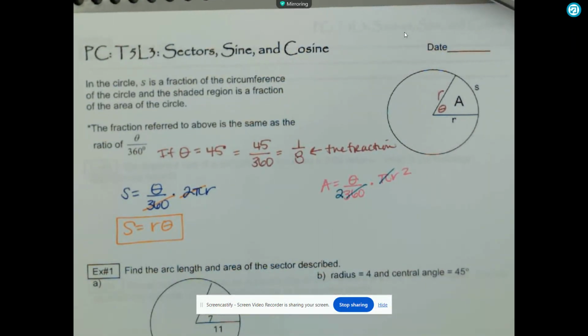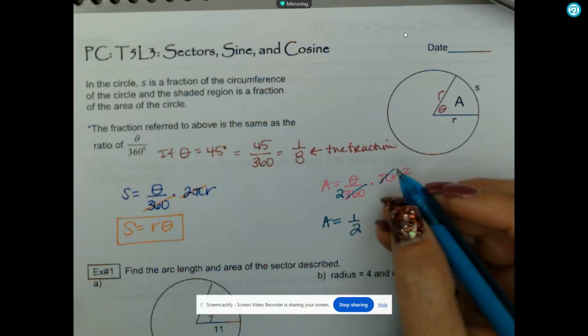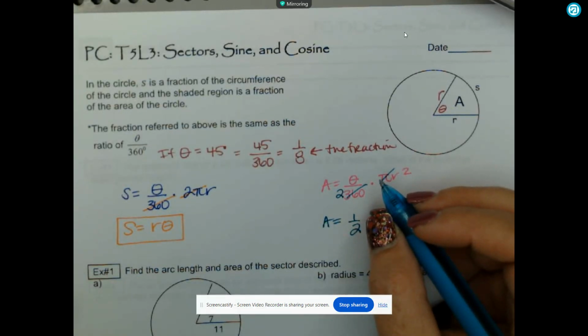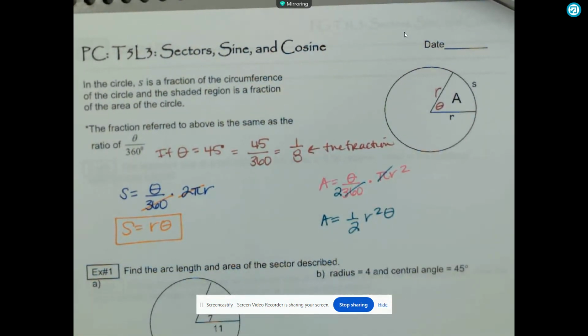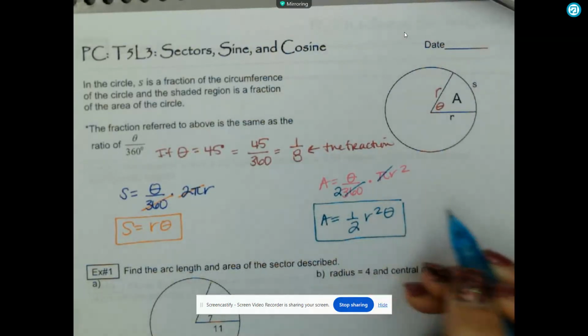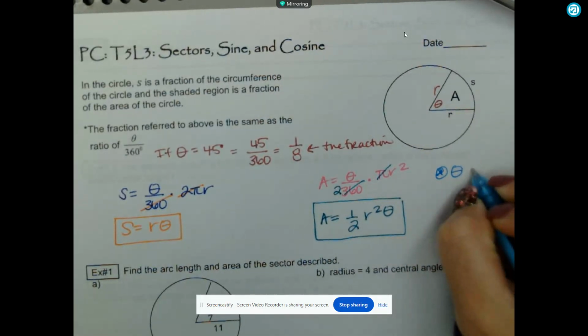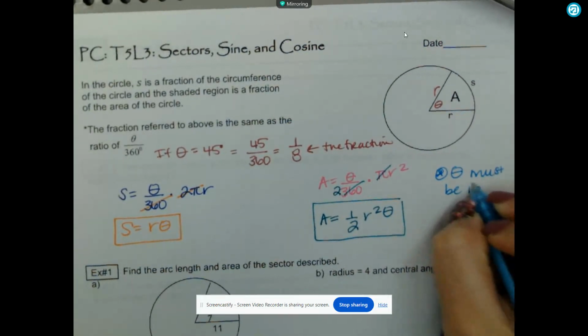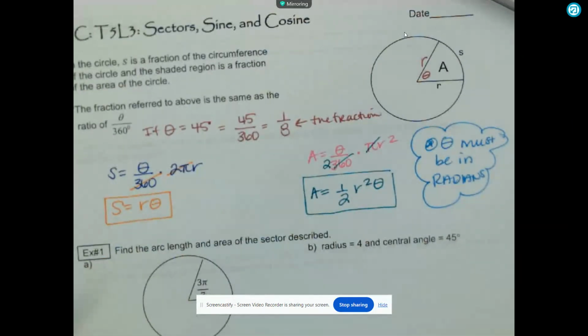Is everybody with me? Okay, so to write our equation out for this, it's going to be A equals 1/2 r squared theta. So r squared and theta. And that's your formula for the area of that part of the circle, area of a sector. Now make a little note somewhere over here that your theta must be in radians. It has to be in radians. So if it's given to you in degrees, you do have to convert.